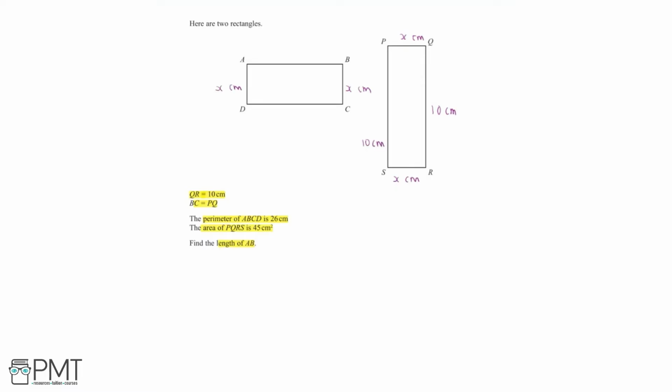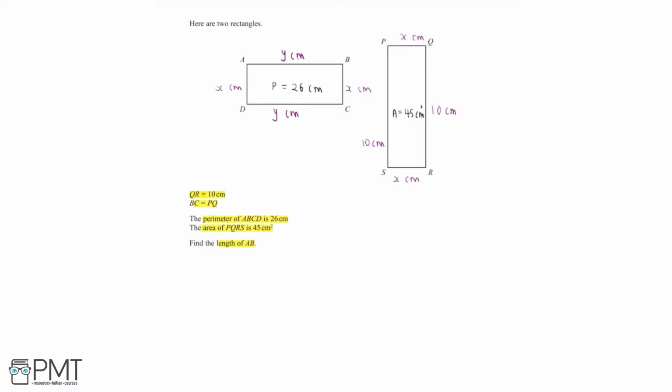Now we're also told that the perimeter of ABCD is equal to 26 centimetres, and that the area of PQRS is 45 centimetres squared. Now since we don't know the length of AB, and therefore DC, we can call this another unknown. And so we can say that length AB is equal to Y centimetres, which means that length DC is also equal to Y centimetres.